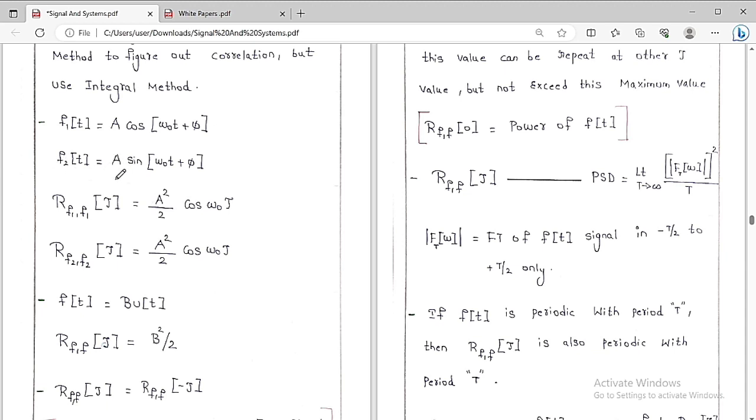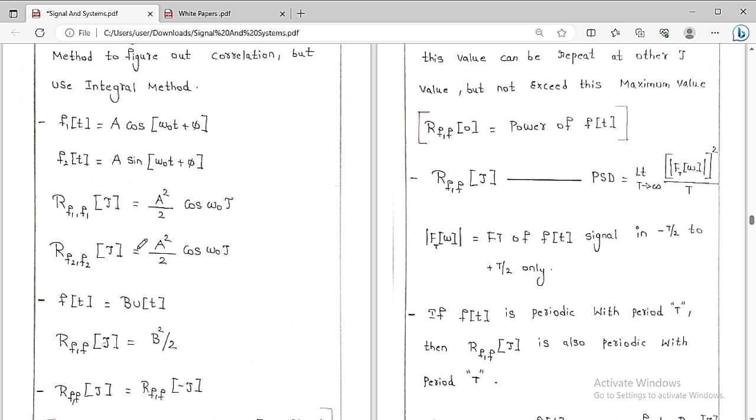If you find the autocorrelation between f2 and f2, finally we get A squared by 2 cos omega naught tau. For both, the formula is the same. The proof I already gave in the signals and systems course, but here I am going to discuss only the important concepts. Always keep this in mind: when f1 of t is A cos omega naught t plus 5 and f2 of t is A sin omega naught t plus 5, then as these two are periodic signals, the autocorrelation is the same.